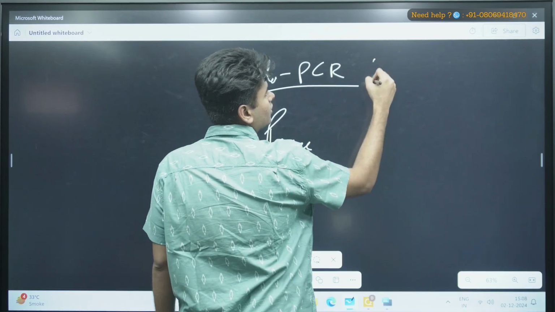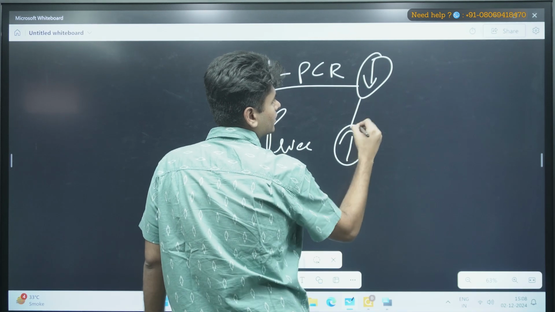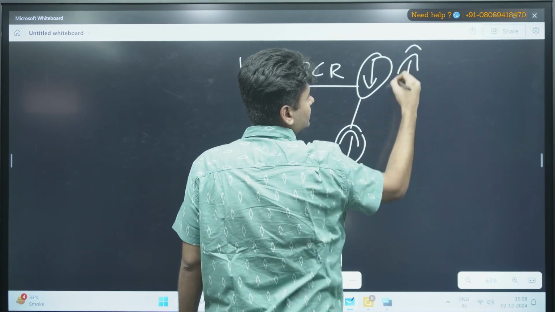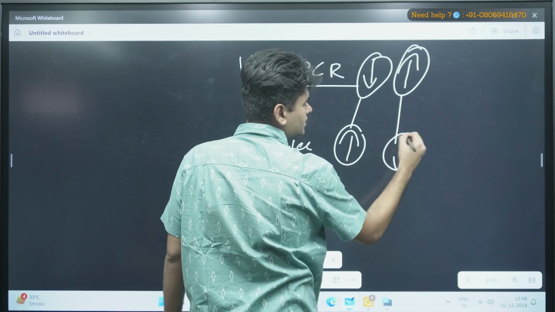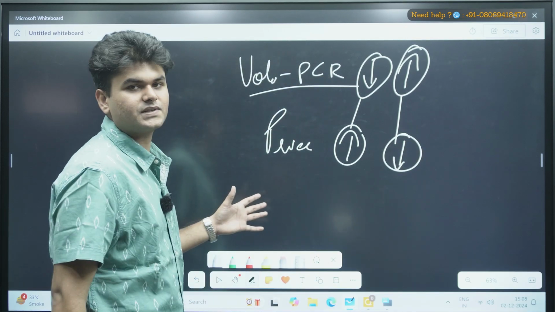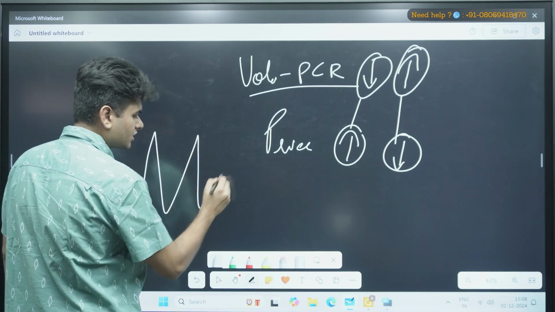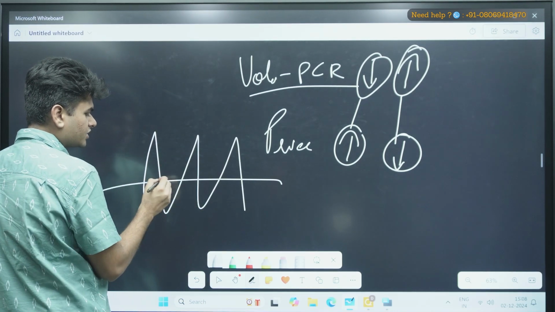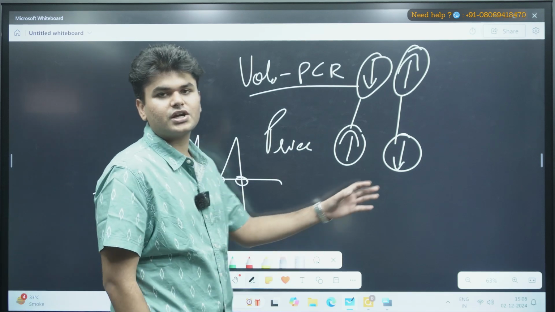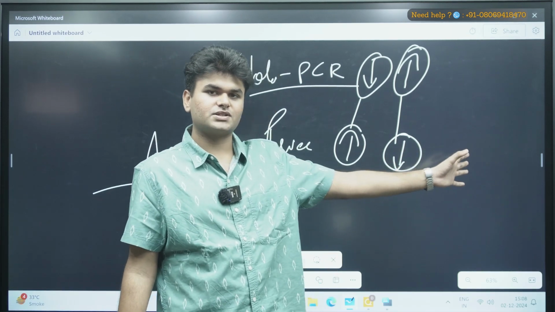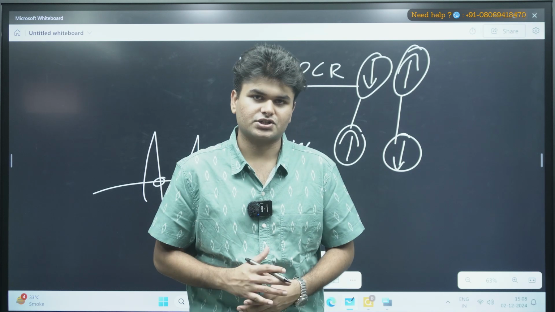If the Vol PCR is falling, that is the time you see an increase in price. If the Vol PCR is increasing, that is the time you see a fall in price. These are the insights you can take from Vol PCR. Vol PCR also has a mean reverting nature, so if it makes a high or low, generally it tends to come back to the mean. Here also you'll get signals of upside or downside, and on the basis of that you can take the insight of your direction.